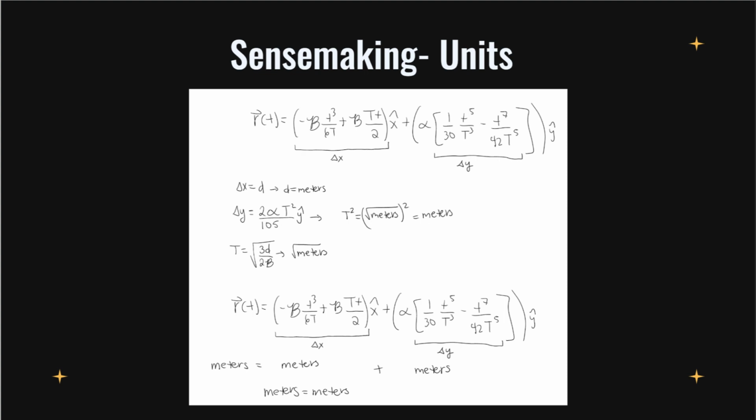The expected units for position would be meters. The units for d, or distance, are meters, and the units for t are square root meters. Since t is squared, the meters would also be squared, making the units of the function meters equals meters plus meters, which just equals meters. This matches with the expected units of meters for the position function.